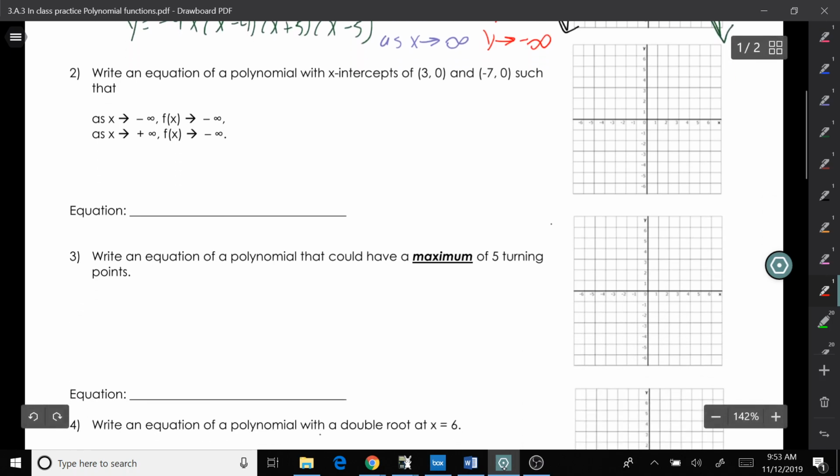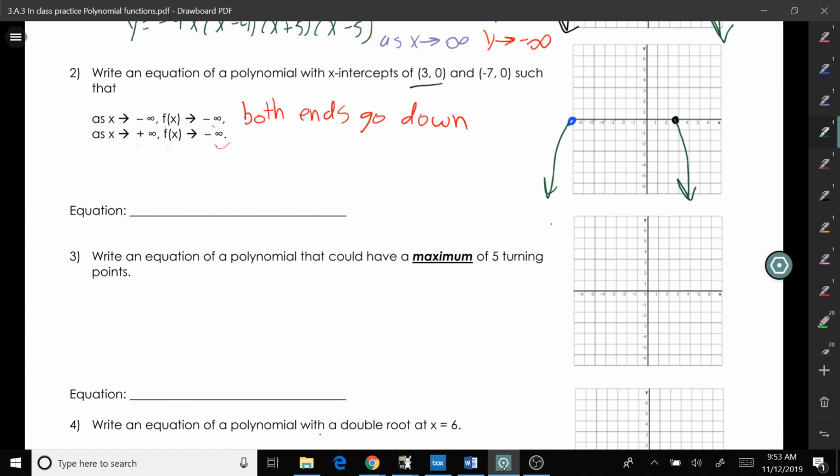Write an equation of a polynomial with x-intercepts at (3, 0) and (-7, 0) such that as x approaches negative infinity, f of x or y approaches negative infinity, and as x approaches positive infinity, f of x or y approaches negative infinity. So this means that the left and right sides are going down. So both ends go down. Let's plot our x-intercepts. And both sides are going down.